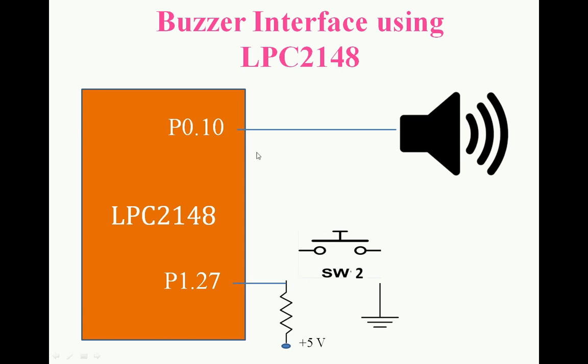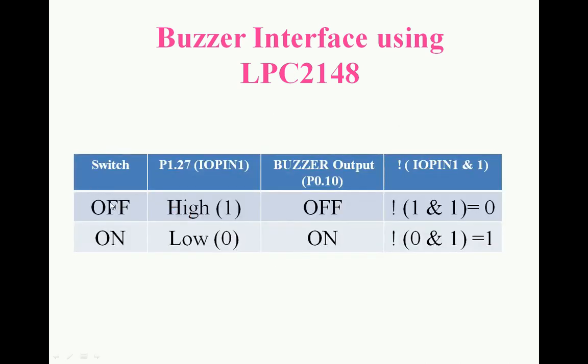When the switch is on, we have to produce high here, right? That is the important point. So when the switch is off, the buzzer has to be off. When the switch is on, the buzzer output is also on, right? So when the switch is on, the buzzer output should be on, which means the P0 10th pin you have to produce 1.